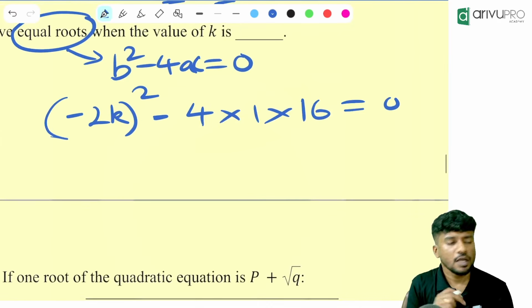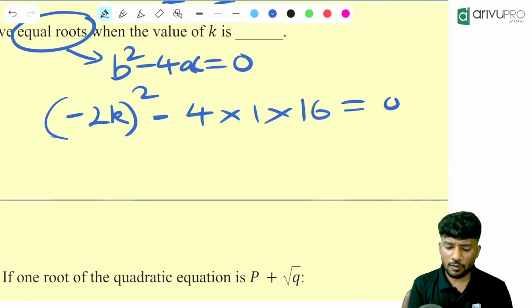Now people, minus 2k the whole square will become what? Minus 2 the whole square is how much? 4.